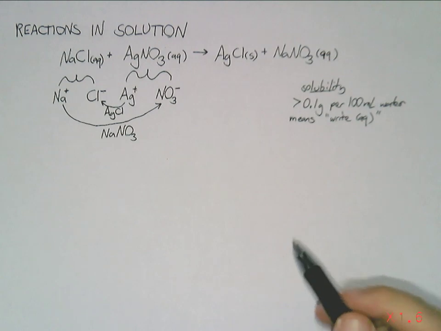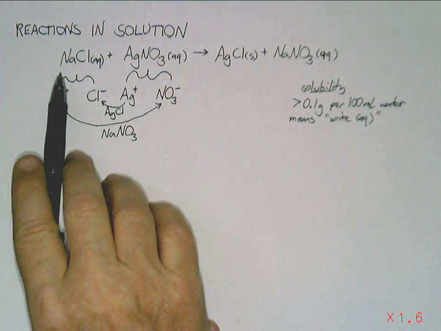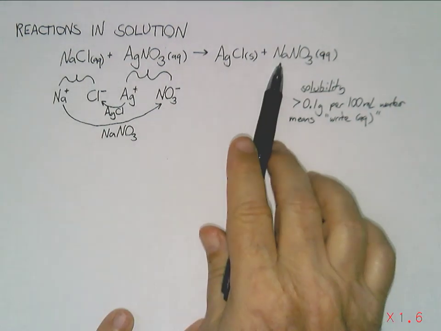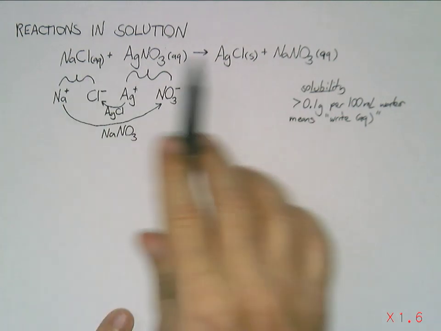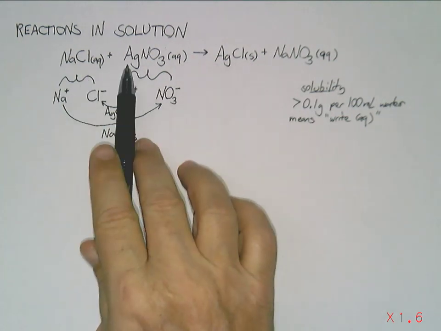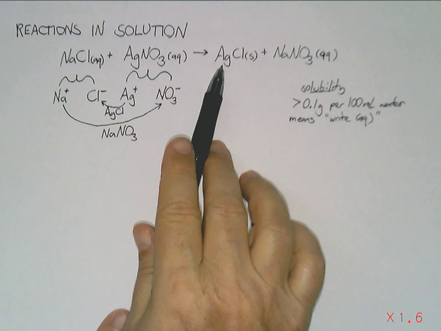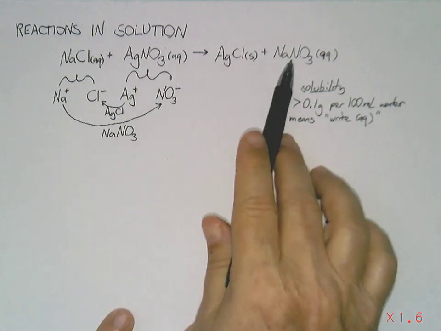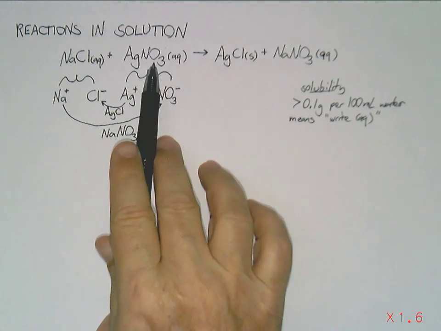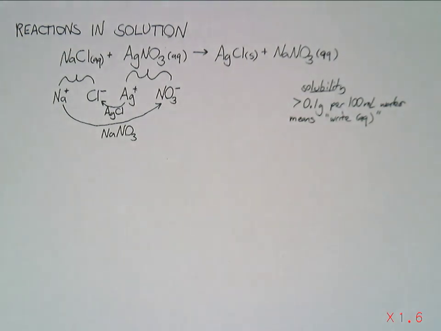Now, is it balanced? Well, let's see. I've got a sodium here and a sodium here. I have a chlorine here and a chlorine there. I have a silver here and a silver there. I have an N here and an N there. I have 3 oxygens here and 3 oxygens there, so it's balanced. Now this procedure lets you write reactions between ionic compounds in solution.